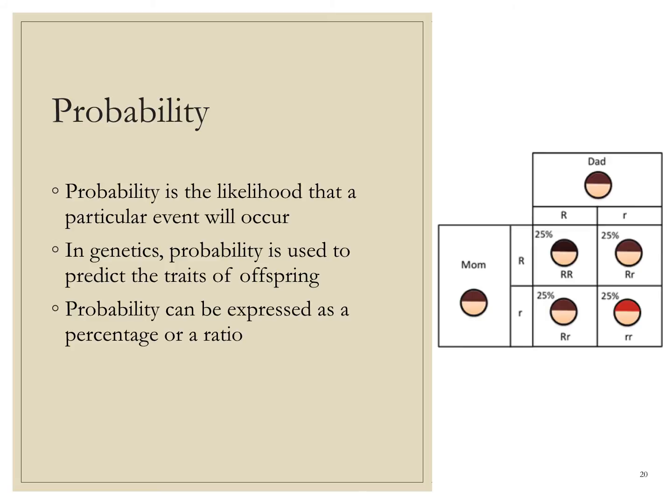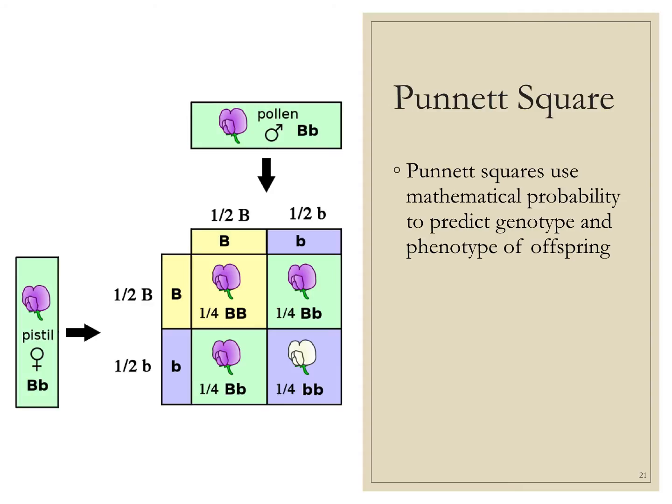You can see in the Punnett square on the right, we have mom and dad crossed. So they have a 25% chance of having a dark-haired child, 50% chance of having a brown-haired child, and then a 25% chance of having a red-haired child. We'll get into that in just a minute. So Punnett squares are what we use to predict the probability of the genotypes and phenotypes of offspring. There's another example of a Punnett square there.